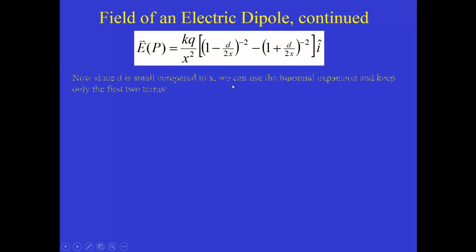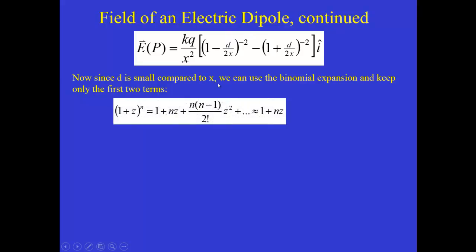And now you should see where we're going with this. If the quantity d, which is the physical size of the dipole, is small compared to x, which is in the denominator, then this fraction will be much smaller than 1. And the binomial expansion theorem will allow us to get a good approximation for that quantity by just keeping the first couple of terms. And so you can remind yourself that 1 plus z to the nth power is given by this infinite series, and if z is very small compared to 1, then it's going to be a pretty decent approximation to just keep the first two terms.